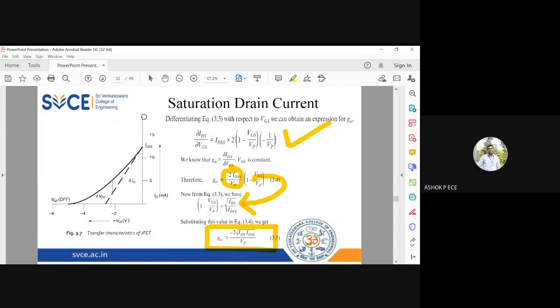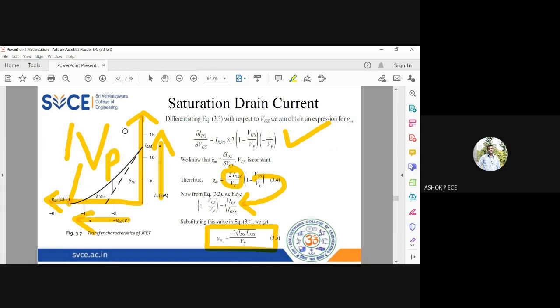And this graph, what you see here, is called the transfer characteristics. When we say transfer, one parameter will be input, one parameter will be output. What is the output parameter here? Drain current is the output parameter and the input parameter is VGS. You know VGS is negative, so drain current will initially be maximum. When you decrease the value of VGS, the drain current reduces and exactly at one point the drain current becomes zero. That voltage is given by the pinch off voltage VP, the magnitude of pinch off voltage VP.